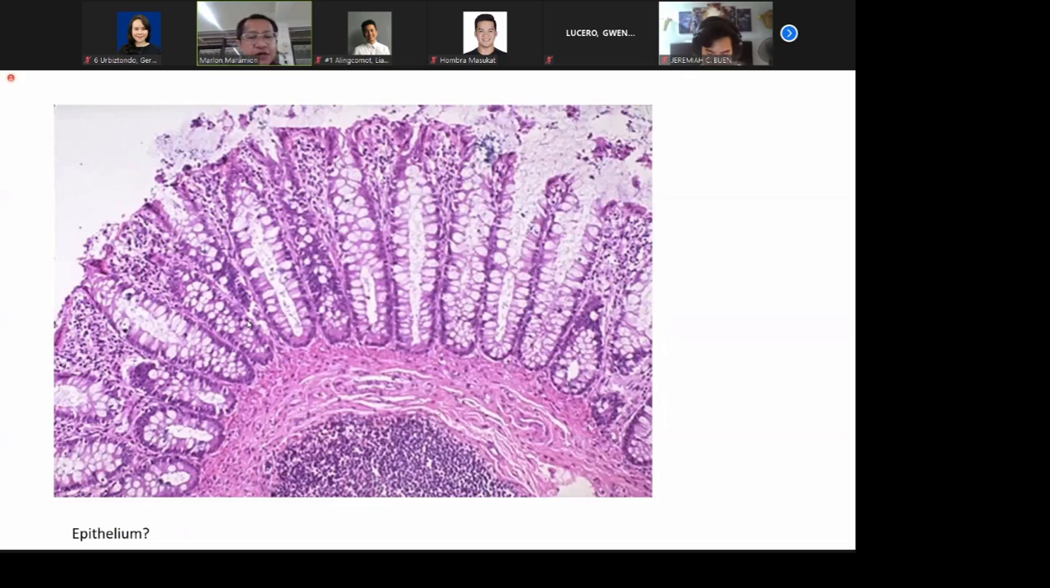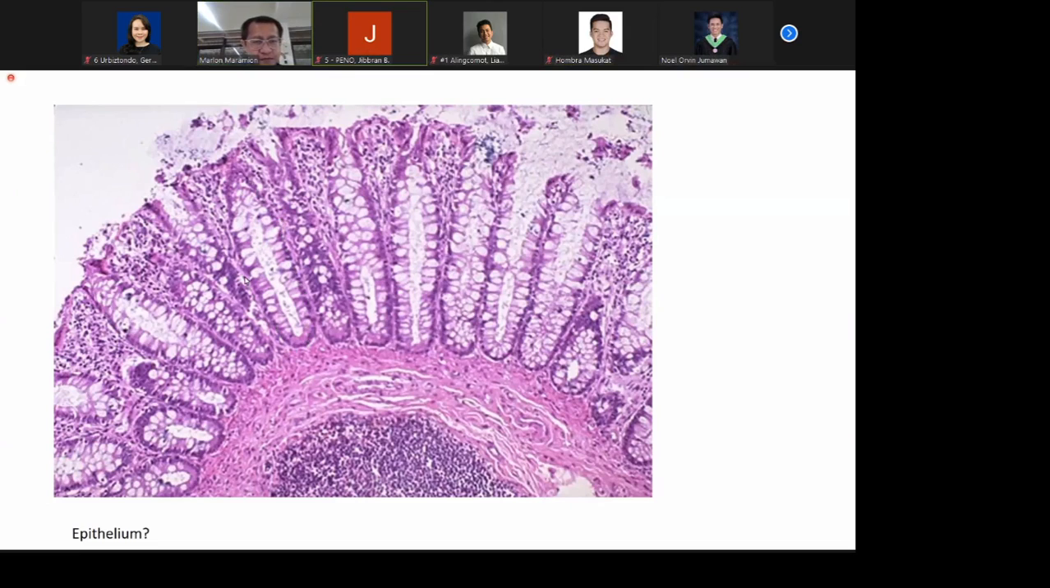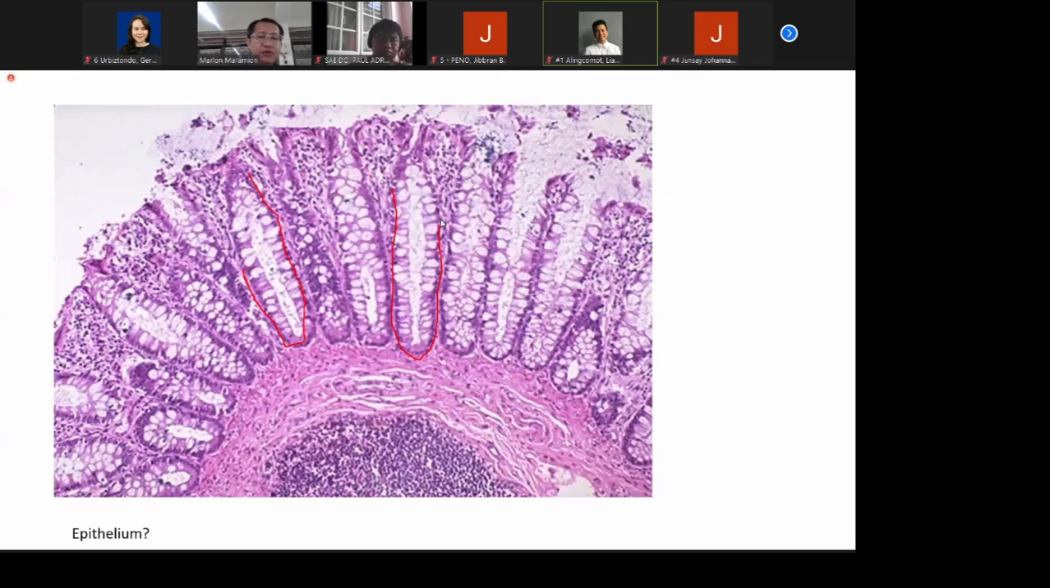Okay, you are looking at the histology of what organ? Intestine. What is the epithelium of this organ? Simple columnar. Simple columnar epithelium. Very good. Now, what is the configuration of the glands that you are looking at right now? Simple or compound? Simple, because we will not be able to see any branching in the glands that we are looking at right now.